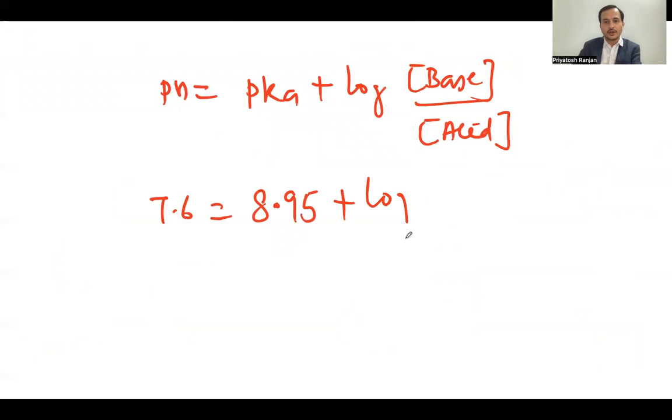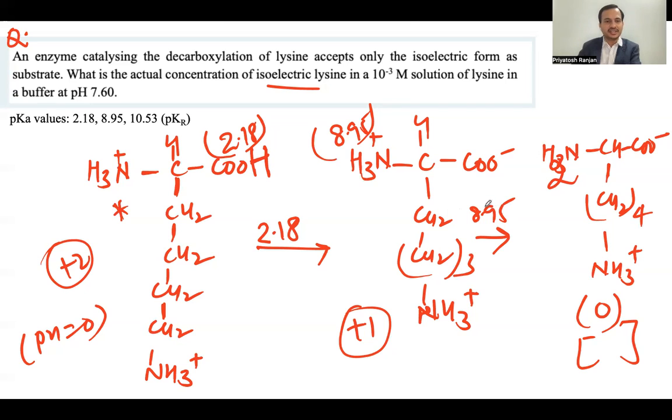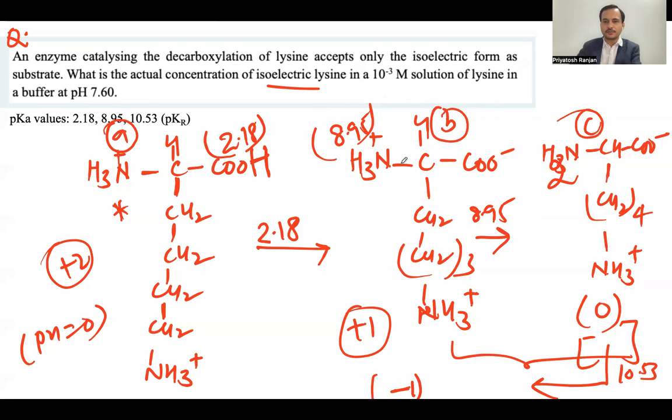And then log base by acid. Again, you need to be very clever. If I'm talking about these two reactions, remember, there is one more step ahead where we raise the pH beyond 10.53, and then the side chain amino group will get deprotonated, and overall we'll generate a structure carrying minus 1 charge. Since I'm not interested in that structure, I have stopped here only. Coming back, look at structures A, B, C, and focus on the conversion between B and C, and tell me which one of them is the acid, which one is the base.